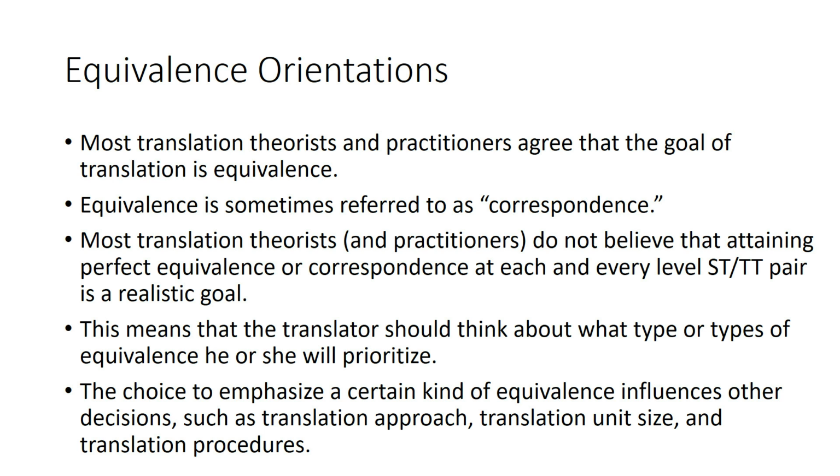That's inevitable. This means that the translator might want to think about what types or orientations to equivalence he or she is going to prioritize. So the choice to emphasize a certain kind of equivalence is going to influence other decisions, such as what's going to be your overall approach to the translation, what translation segment or unit size should you focus on, and what translation procedures are going to be the most appropriate to apply.